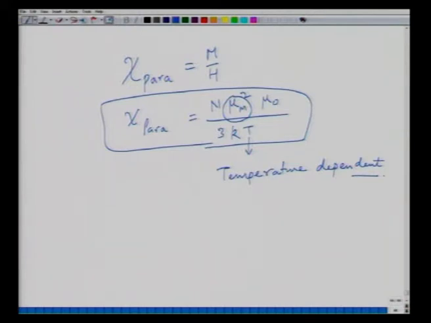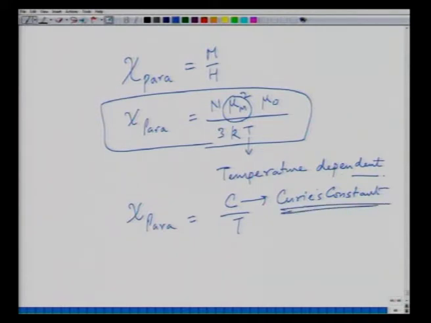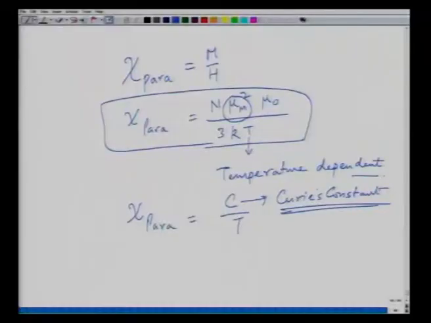So, it is a temperature dependent susceptibility. And typically this susceptibility is shown to follow what is called Curie's law. So, this chi para is often written as C by T. So, this C becomes Curie's constant, and this C is nothing but n mu m square mu naught divided by 3 k. So, n is the number of atoms per unit volume, mu m is the magnetic moment, mu naught is the permeability of free space, k is the Boltzmann constant, and T is the temperature. So, susceptibility is inversely proportional to the temperature, which is the same conclusion that we drew when we were doing orientation polarization.